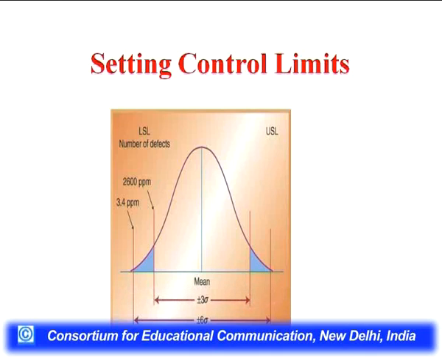Now, look at the diagram again. Say our specifications are marked on plus minus 6 sigma limits, and our process is running at plus minus 3 sigma. Then our rejection will be only 3.4 ppm, because the items going out of specified limits will be only 3.4 ppm. That is the meaning of a 6 sigma process.